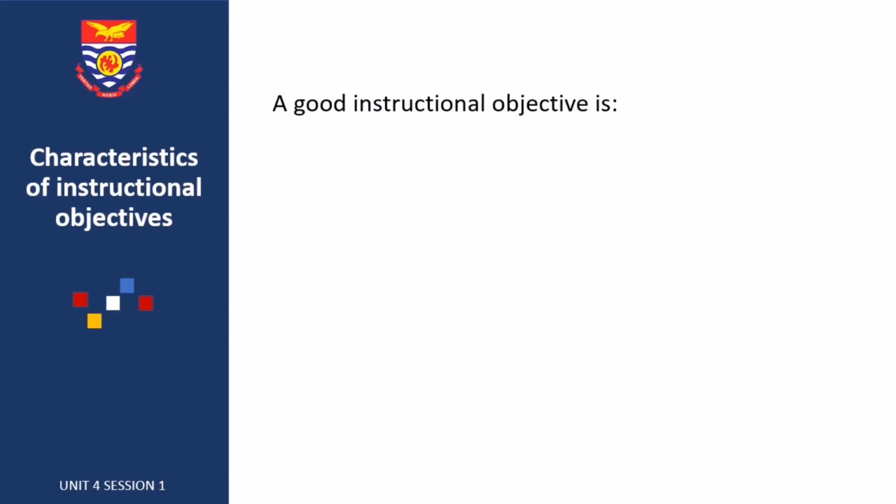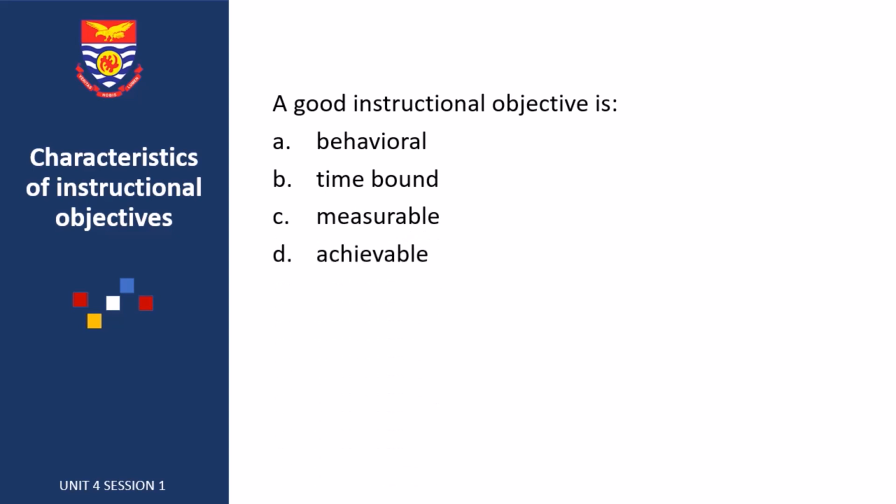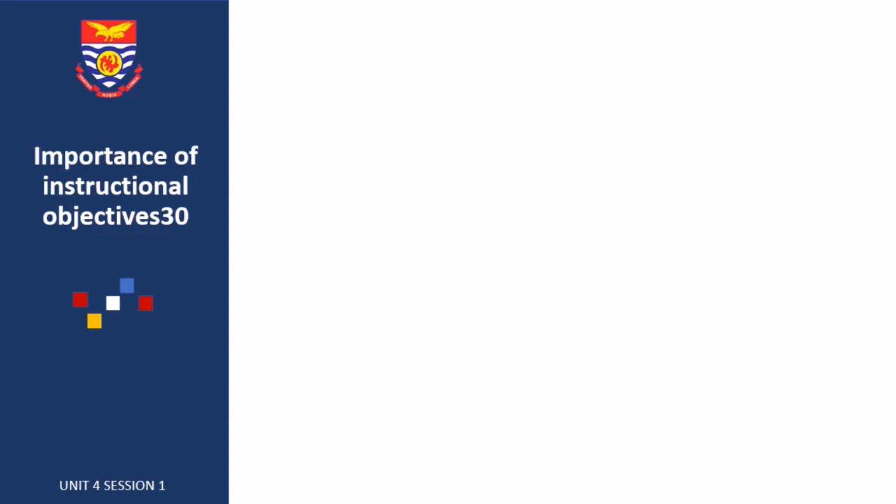A good instructional objective has certain features. These are: it is behavioral, or it is stated in behavioral terms. It is time-bound. It is measurable, achievable. It is observable. And then specific. It is also relevant.